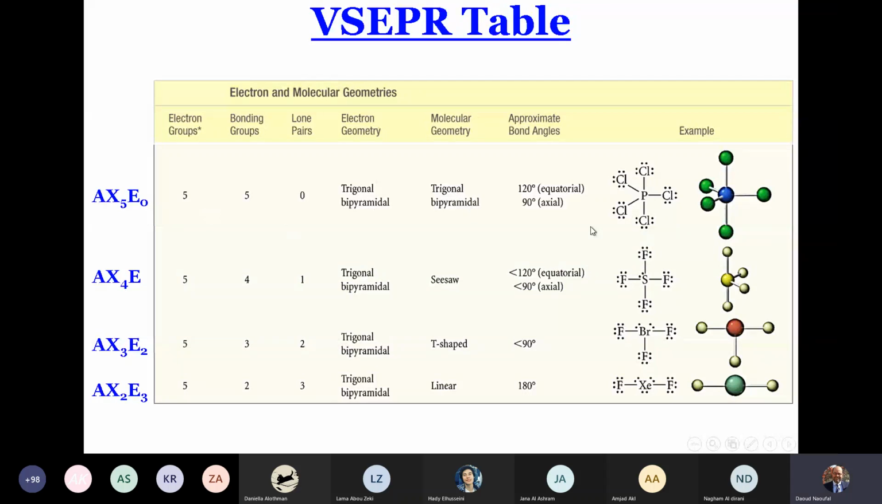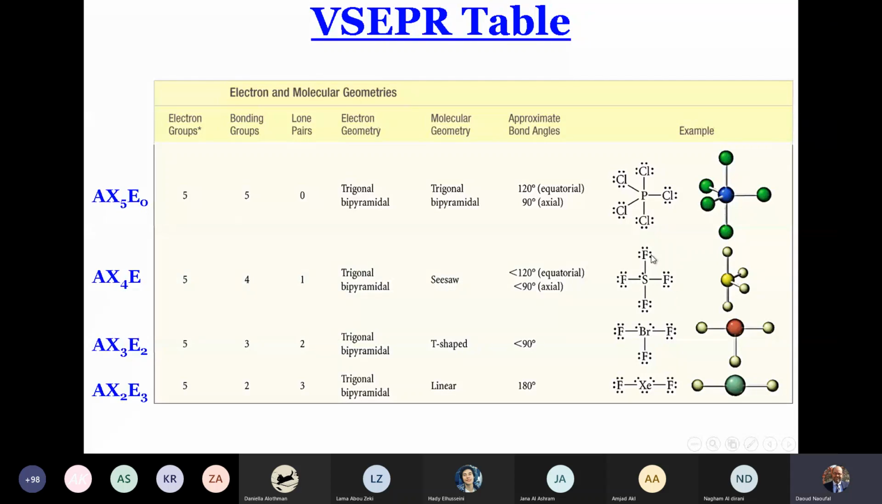We have 2 types of angles: equatorial 120, axial 90, and axial, since they are perpendicular to the plane, the angle axial is 180.